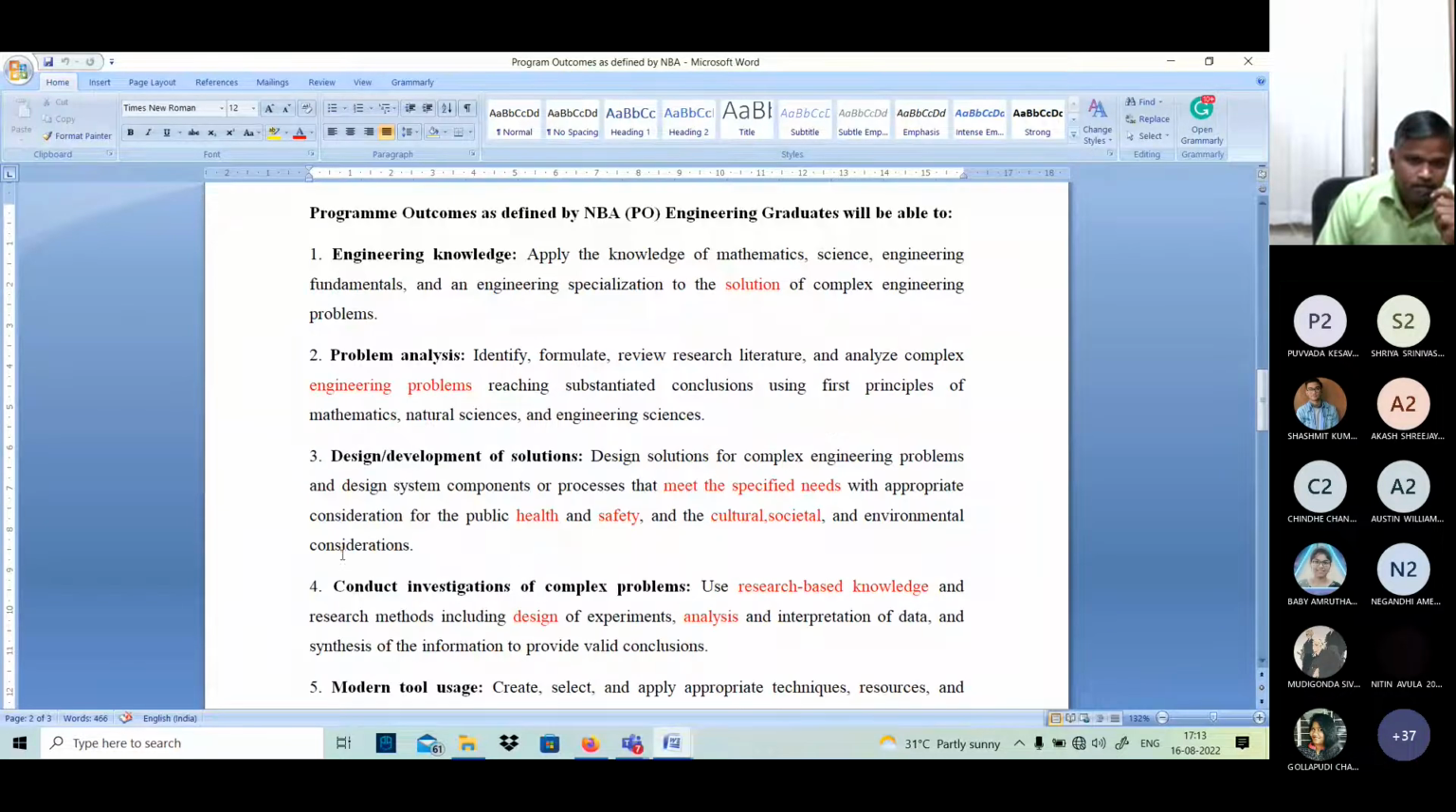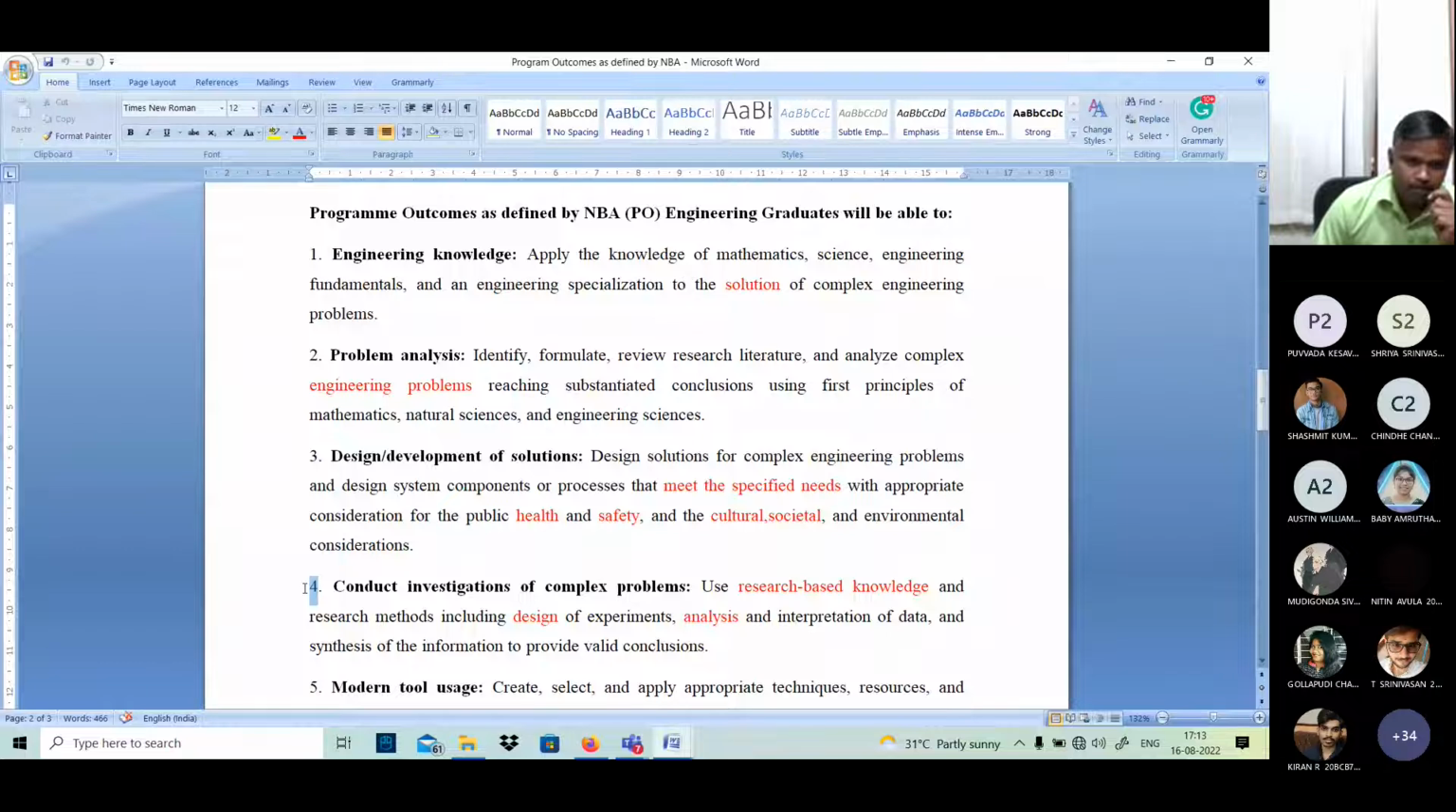Okay, then third program outcome, you see design and development of solutions. Design or development of solutions to the real-time problem. That real-time problem which is related to public health and safety and cultural and societal or environment. So the student is able to design the solution for the problems related to these domains.